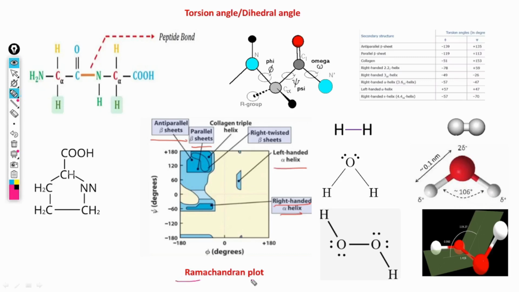So this is in the Ramachandran plot. This is the anti-parallel beta sheet. The range is minus 139 phi and psi is plus 135. Like in the parallel beta sheet, minus 119 and plus 113. So always this torsion angle or dihedral angle determines the interaction of the molecule in the protein. That means this angle determines whether the protein is going to be an alpha helix, an anti-parallel beta sheet or a parallel beta sheet, and like that. It is determined by this Ramachandran plot, and it was discovered by Ramachandran et al.